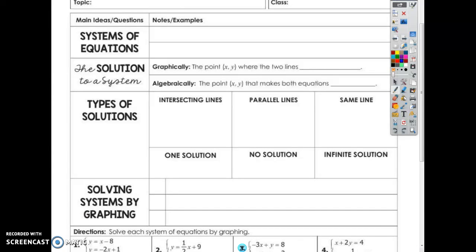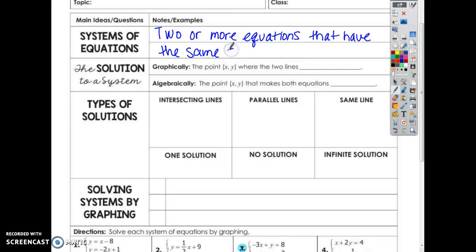Good morning. A system of equations is two or more equations that have the same variables. Whatever I write down, you guys should be writing down, okay?